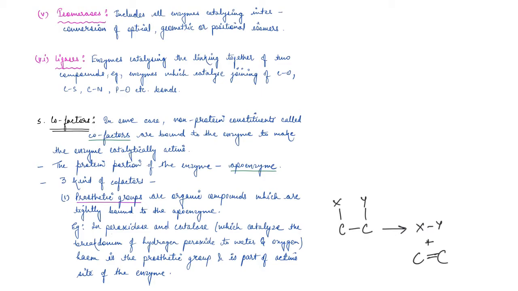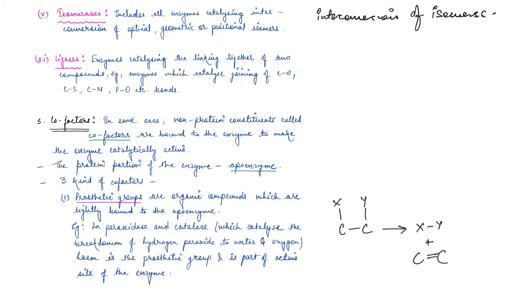So isomerases basically include all enzymes which catalyze interconversion of optical, geometric or positional isomers. So basically interconversion of isomers is done by isomerases.